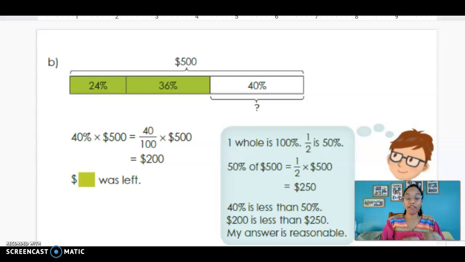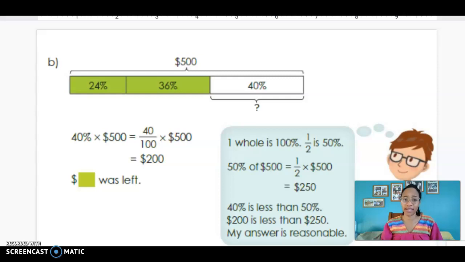40% of 500 means 40 over 100 multiplied by 500. We know 500 and 100 can be simplified into 5 and 1 when we divide by 100. So we really just need to find 40 times 5, which gives us 200. So $200 was left. Now let's look at our thought bubble to look at a little bit more reasoning.